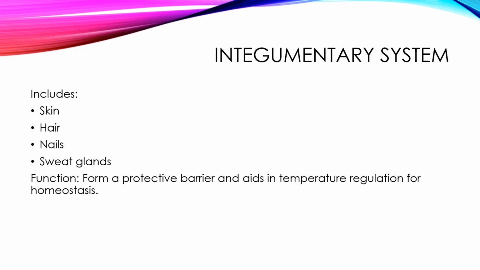So your integumentary system includes your skin, hair, and nails. It also includes your sweat glands. So the whole function of the integumentary system, the biggest takeaway, is it performs a protective barrier that aids in temperature regulation for homeostasis. I would just like to put an emphasis right here. Aids in temperature regulation. It likes to show up on registry a whole lot, so just keep that in mind.